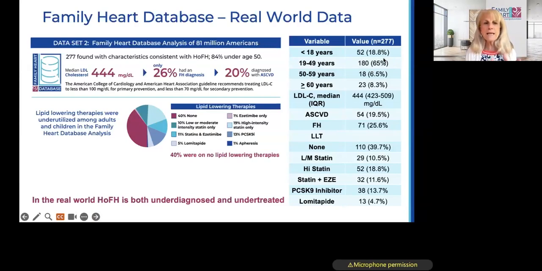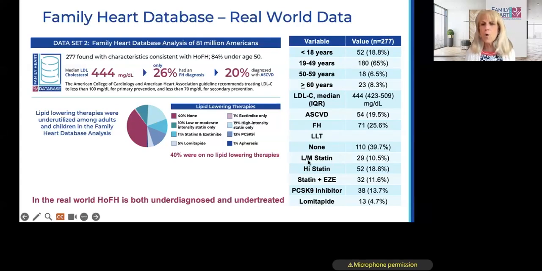The median LDL level in this group was 444 milligrams per deciliter, and only 26% of these people had an FH diagnosis, and a full 20% already had cardiovascular disease. So we wanted to look at lipid-lowering therapies for these individuals. And it was a shock to find out that a full 40% of individuals with LDL levels this high were on nothing, no lipid-lowering therapy.